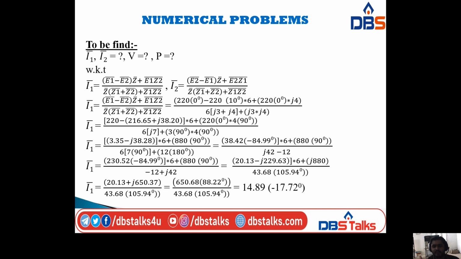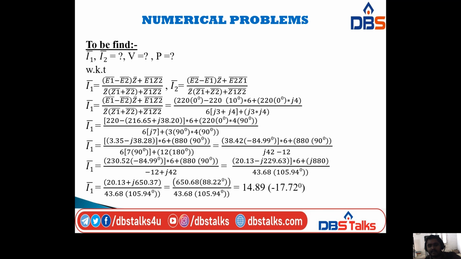After converting into polar form, we have 4 at an angle of 90 degrees divided by 6 into, here we are adding j3 plus j4 and finally we have j7, plus j3 and j4 converted into polar form, and finally we have 3 at an angle of 90 into 4 at an angle of 90. So 4 at an angle of 90 is the polar form of the rectangular form j4 ohms, and 3 at an angle of 90 is for the j3, and 4 at an angle of 90 is for the j4.